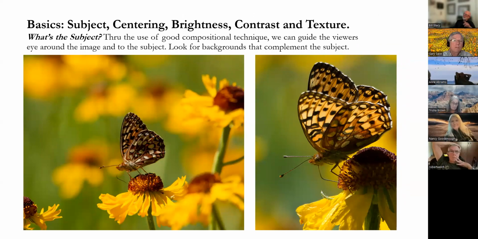Let's talk basics. The subject, centering, brightness, contrast, and texture. What's the subject? Through the use of good compositional techniques, we can guide the viewer's eye around the image and to the subject. Look for backgrounds that complement the subject. I chose that about the subject because quite often we'll see beginning photographers will have the subject small, and they need to ask themselves, what's the subject and how are we going to treat that subject to tell the story that we want to tell.